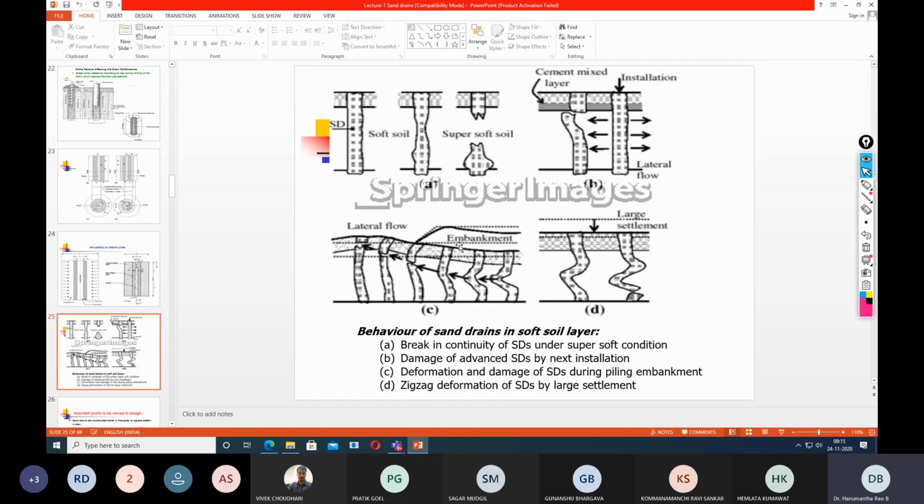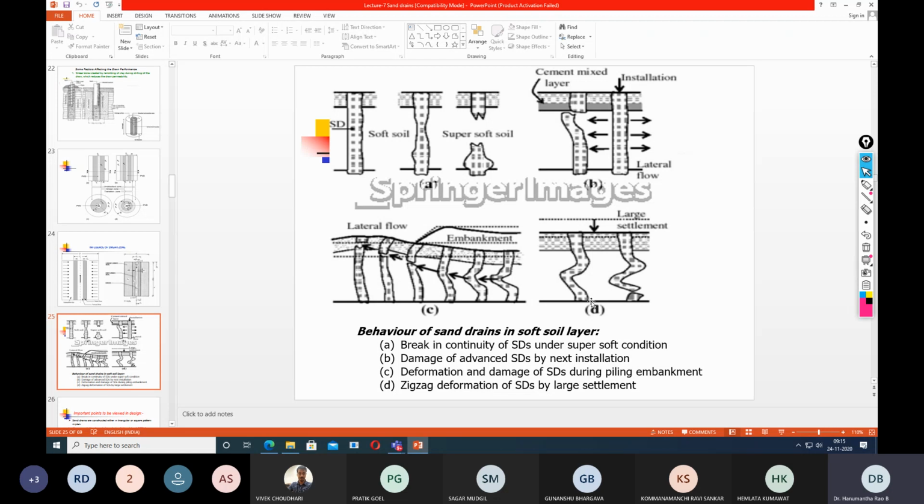So you can see after you have put the surcharge load, because of this surcharge load, there could be development of the lateral thrust, and that may exert the thrust in the lateral direction on the adjacent sand drains, causing the failure of the soil as well as the sand drains. Then the zigzag formation of sand drains by large settlement.